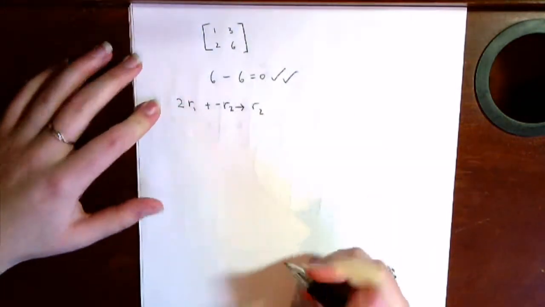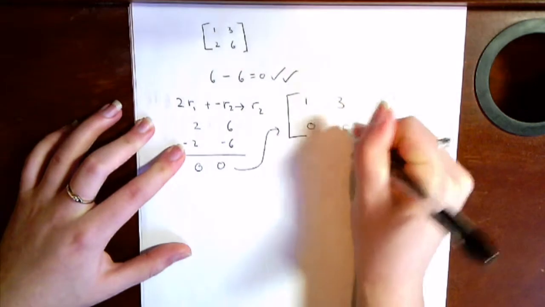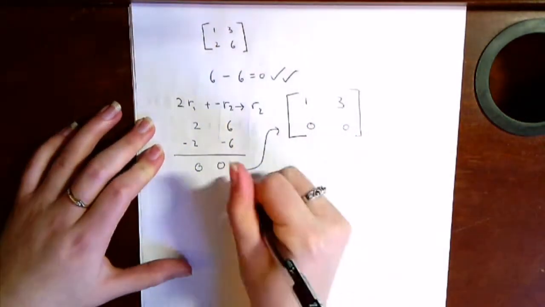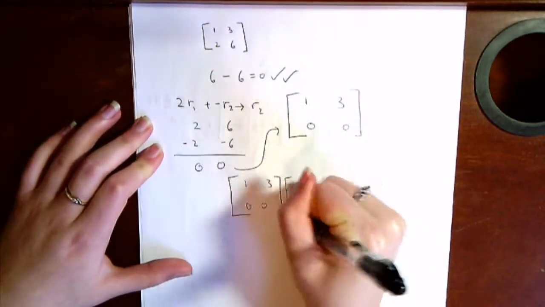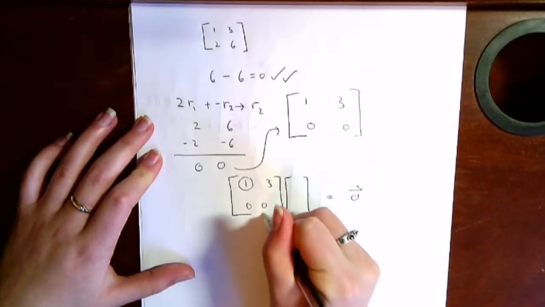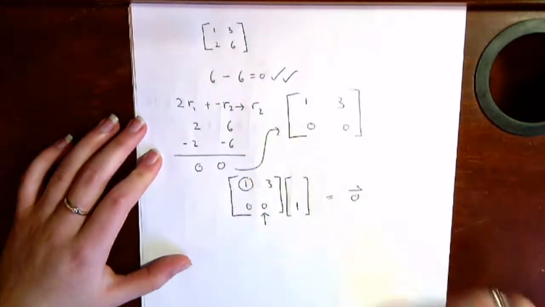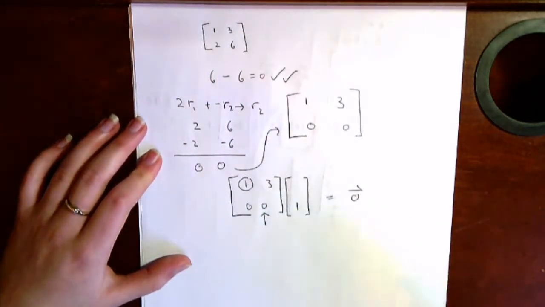I do this by multiplying the top row by 2 and subtracting the second row and sending that to the second row. Now that it's fully reduced, you set up some vector next to it and set it equal to the zero vector. As you can see, there's a non-pivot column in the second column. This indicates a free variable in the second component of the null space vector. Set the free variable to 1.